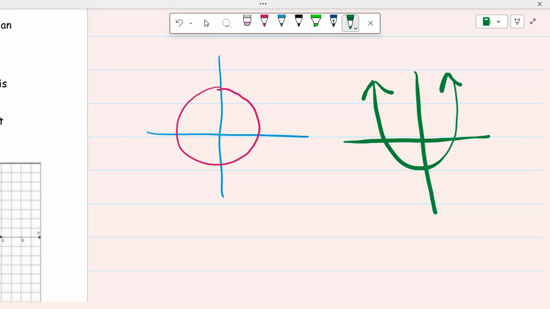What that means in layman's terms is you cannot have points on top of each other. Hence, it doesn't pass the vertical line test. So this first one is not a function. The second one is a function.